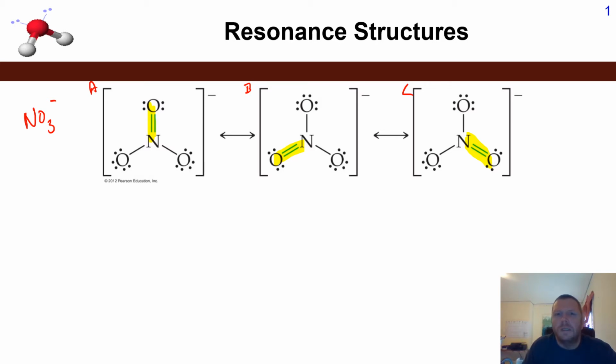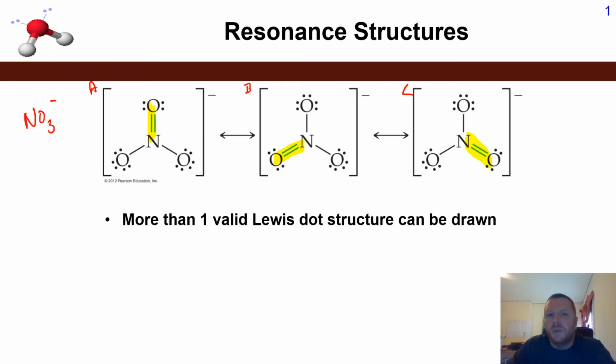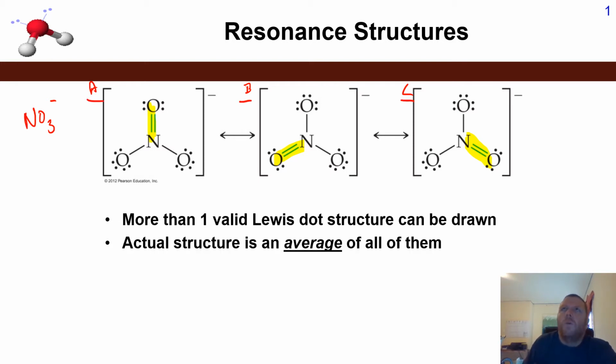Now, the question is, which one of these is correct? Which one of these is the best representation for NO3-? Well, a resonance structure is something that emerges when more than one valid Lewis structure can be drawn. So each one of these structures, A, B, and C, is equally correct. So which of them is the true structure for NO3? What's complicated is each of these structures is correct, but it's also incorrect. So the correct representation for NO3 is the average of all three of these models.